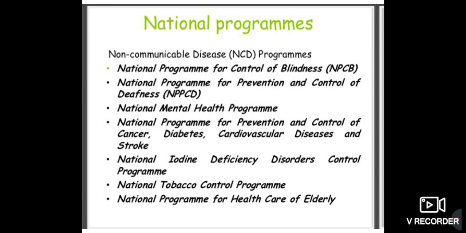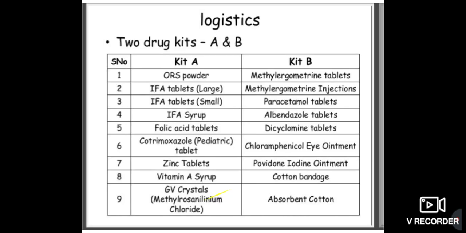So always the medical officer of the PHC is the head of the subcenter. Under each PHC, 3 to 4 subcenters will come. Okay, so these are the main national health programs that come under communicable and non-communicable diseases.